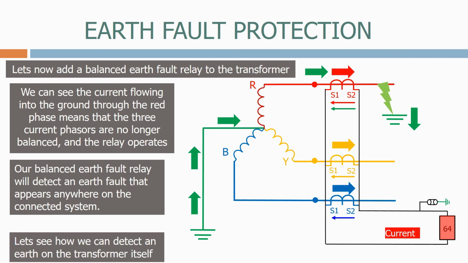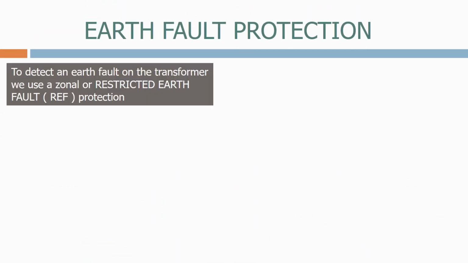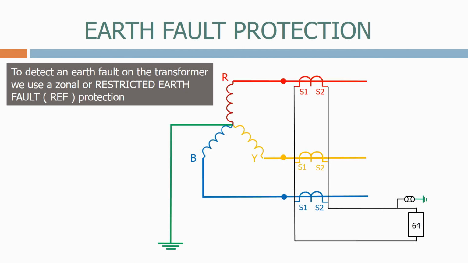Let's see how we can detect an earth fault on the transformer itself. To detect an earth fault on the transformer, we use a zonal or restricted earth fault protection. To make it zonal, we connect the 3-phase CTs to a CT on the ground connection. Let's now energize the transformer.